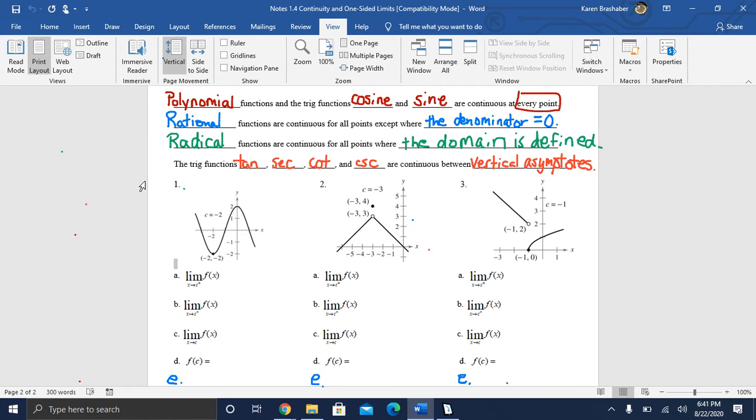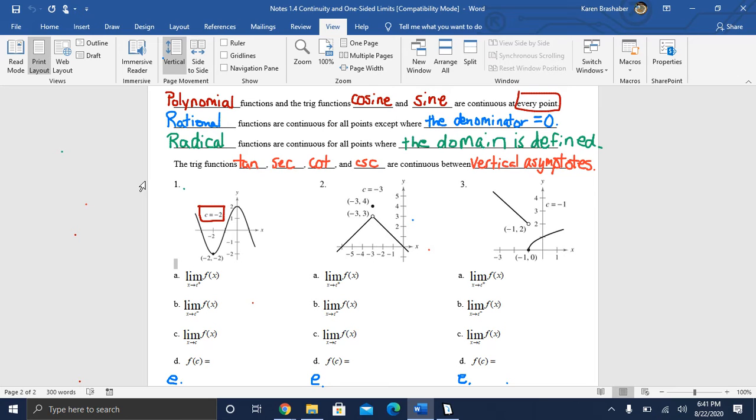So the first thing that I want you to see in each graph is the C value that is being considered. So in graph number 1, and it's maybe a little bit hard to see, so I'm going to put a box around it. Your C is -2. So we're looking at this graph being continuous at the C value of -2.